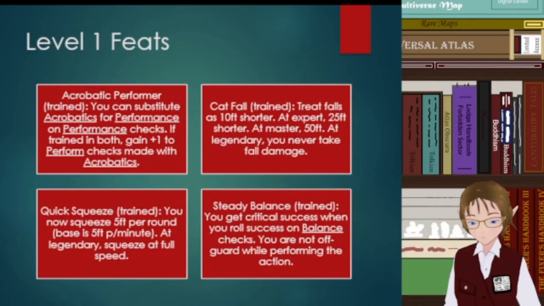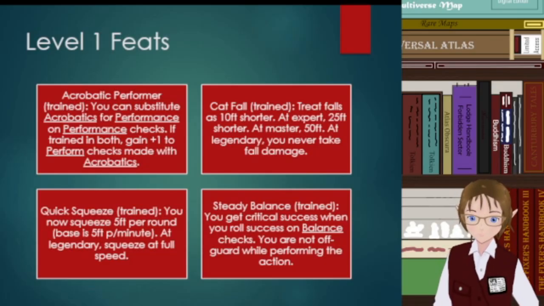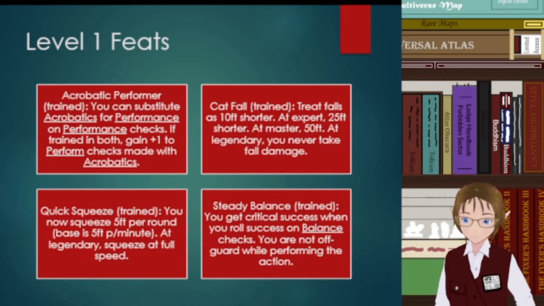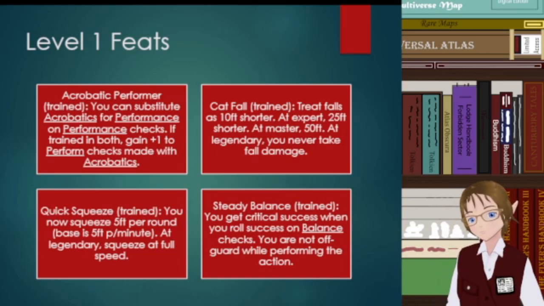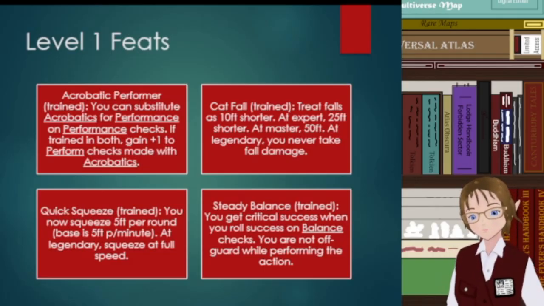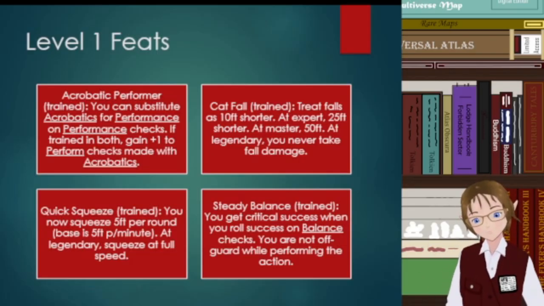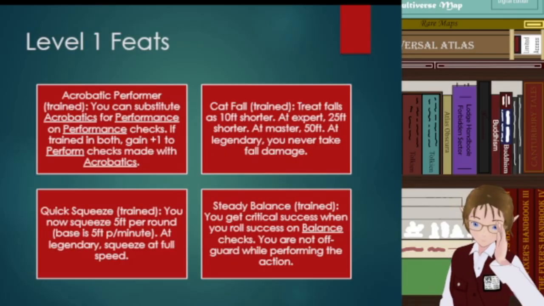The second feat is Catfall. Catfall basically means that you treat all falls as being 10 feet shorter. So on a 20-foot fall, you don't really take damage. At higher proficiencies in acrobatics, you treat taller falls as being nothing. So at expert, that's 25 feet, at master, that's 50 feet, and at legendary, you can never take fall damage, no matter how far you fall.